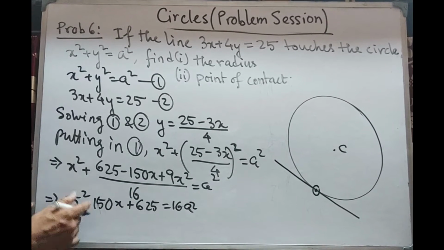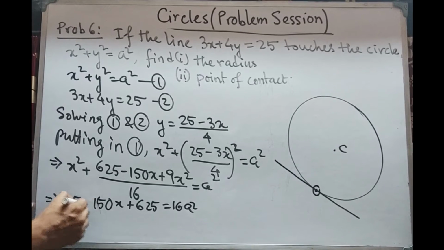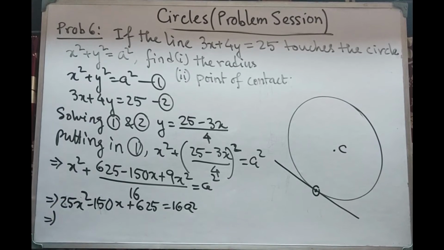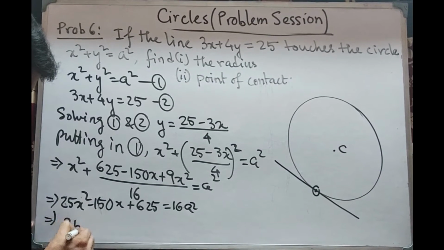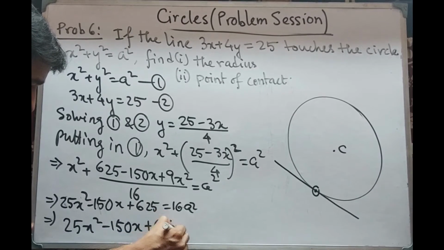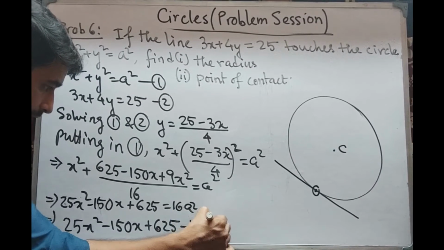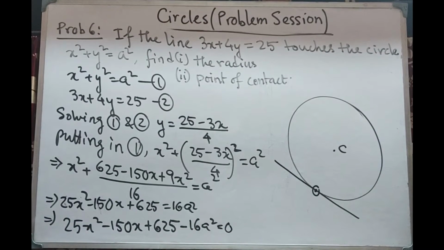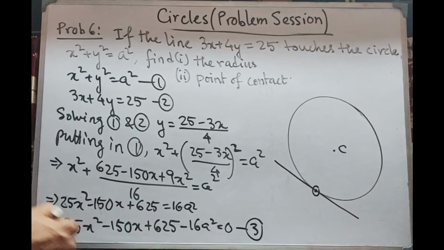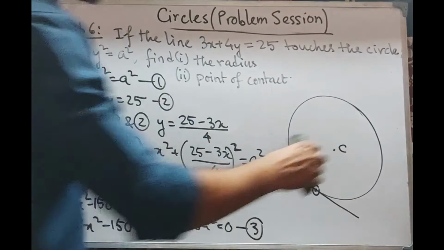That means if I take it on the same side, so this will actually be 25x square minus 150x plus 625 minus 16a square equal to 0. So from here we can say that the discriminant of this quadratic equation is 0 because the line is touching the circle only once. So let us do that, and we don't need the picture anymore.